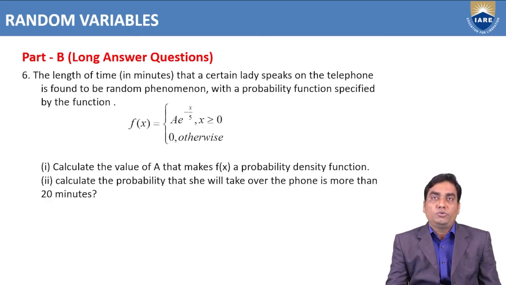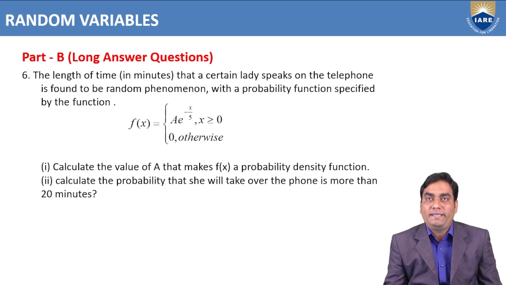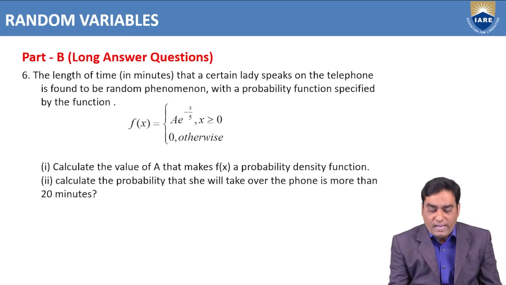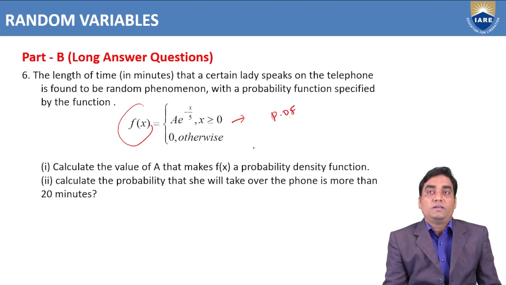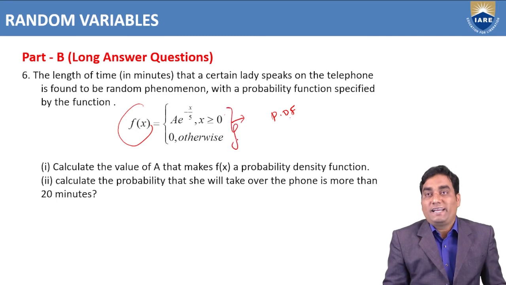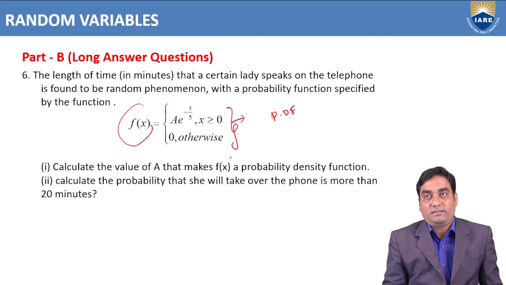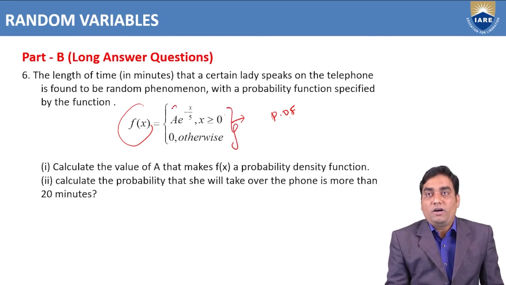And coming to the 6th problem in part B, the length of time that a certain lady speaks on the telephone is found to be a random phenomenon with a probability function defined by the function. The function f of x is given. It is a probability density function, because it is defined in a range that is not finite. We need to find out A.